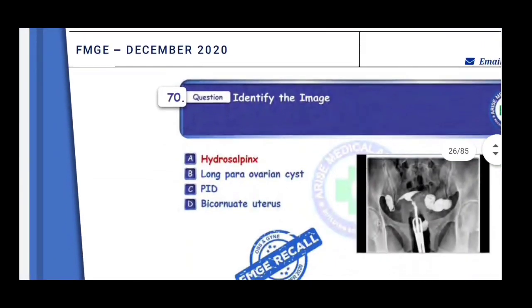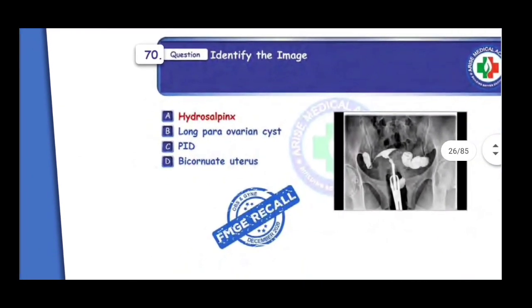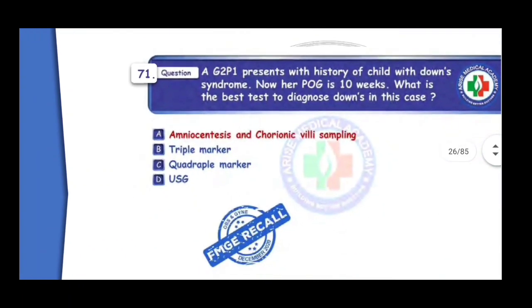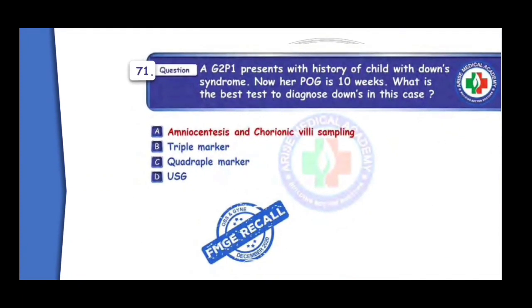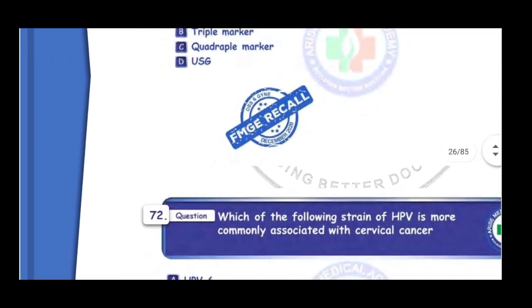Next one, identify the image. So this is the hydrosalpinx. Next one, a G2P1 presents with history of child with Down syndrome. Now her POG, period of gestation, is 10 weeks. What is the best test to diagnose Down syndrome in this case? So amniocentesis and CVS, chorionic villus sampling.